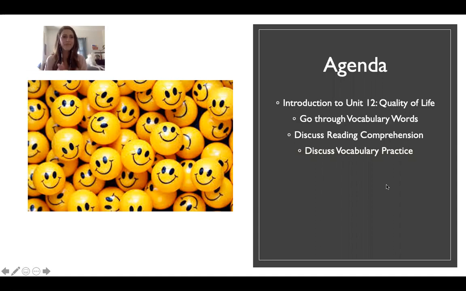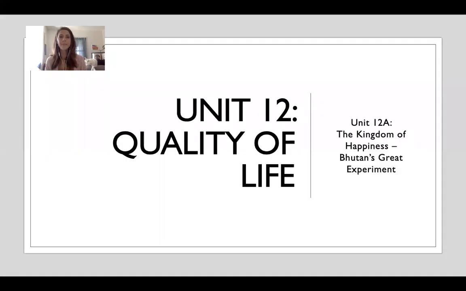So let me start over here. Our agenda for today is to do a little bit of an introduction to Unit 12, which is called Quality of Life. We're going to go through the vocabulary words, very similar to what we did last week. Then we're going to go through the reading comprehension and vocab practice. So Unit 12, the overarching theme is quality of life. However, for Unit 12A, the topic is the Kingdom of Happiness, Bhutan's Great Experiment.